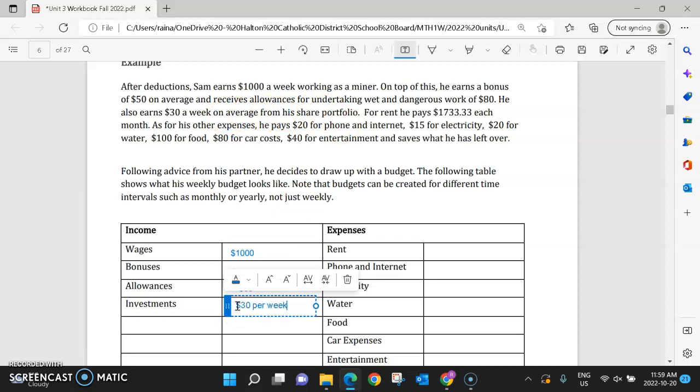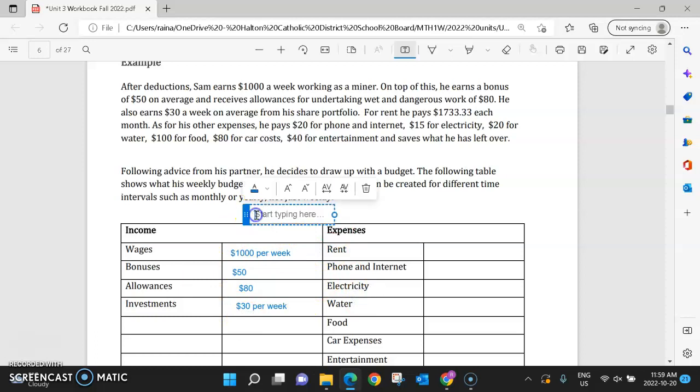Now, something to take note of is how all of these values here are per week. So this budget that we're creating here is a weekly budget, or a weekly income expenses sheet. If I were to ask you to create a monthly expenses document, you would multiply each of these numbers by 4, because you're assuming there are 4 weeks in a month, okay?